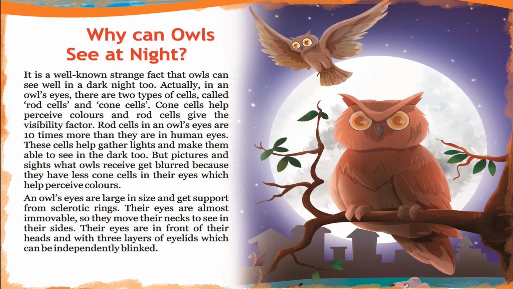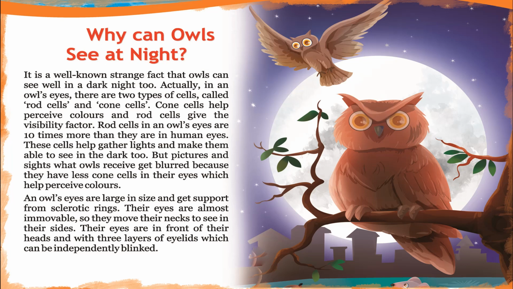Why can owls see at night? It is a well-known, strange fact that owls can see well in a dark night too. Actually, in an owl's eyes, there are two types of cells called rod cells and cone cells. Cone cells help perceive colors and rod cells give the visibility factor. Rod cells in an owl's eyes are 10 times more than they are in human eyes. These cells help gather light and make them able to see in the dark too.